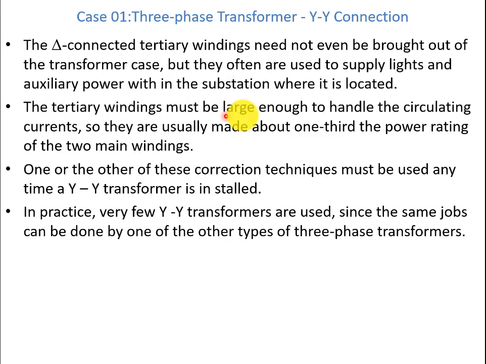The tertiary windings must be large enough to handle the circulating currents, so they are usually made about one third the power rating of the two main windings. One or the other of these correction techniques must be used anytime a Y-Y transformer is installed. In practice, very few Y-Y transformers are used since the same jobs can be done by one of the other types of three-phase transformers.